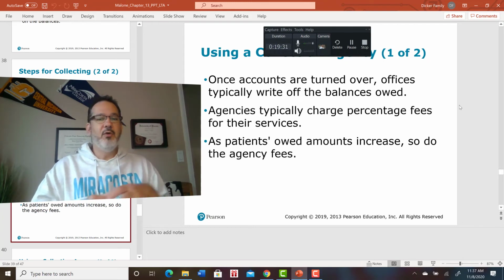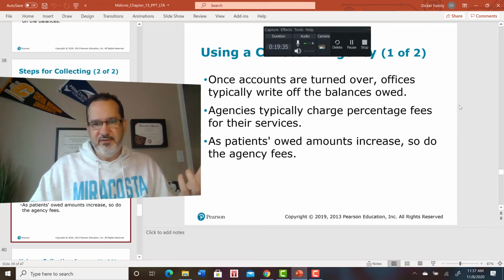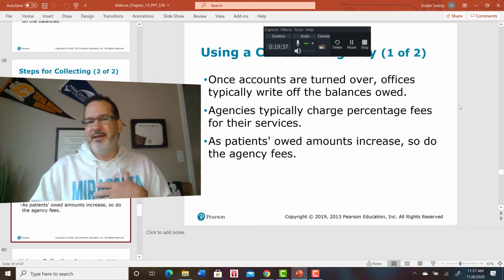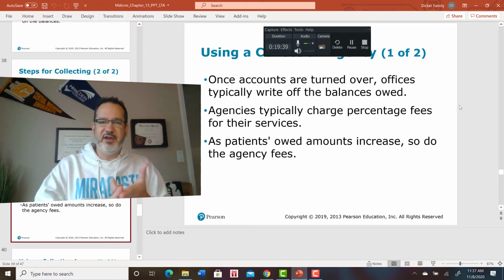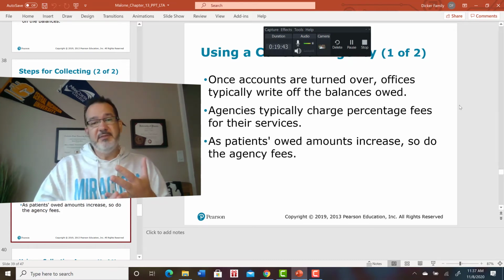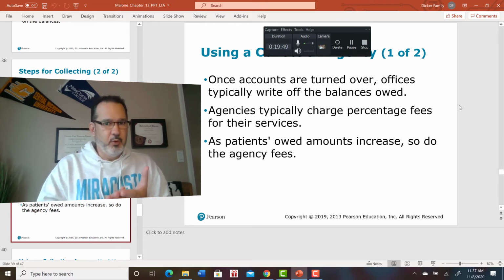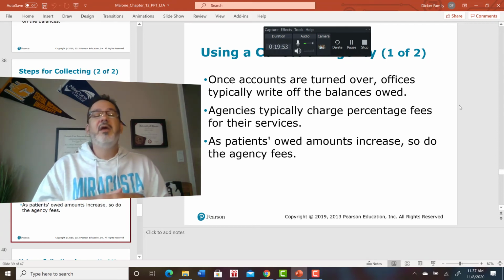Okay, so if a patient only owes us $100 or $200, most of the time we will continue to try to collect that ourselves. We will continue to send letters. We'll continue to try to contact them, and eventually maybe we just write it off as a business loss. If a patient owes us much more than that, say $1,000, $2,000, $3,000, then we might consider the use of a collection agency.